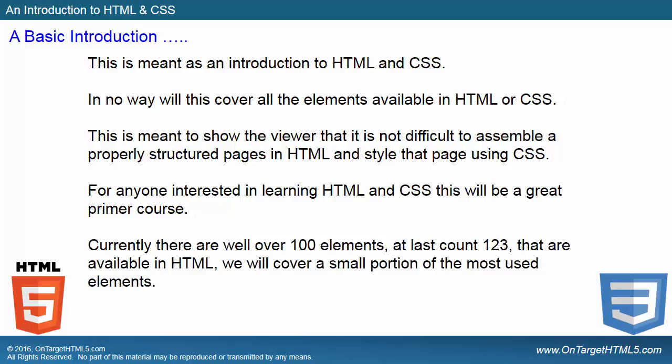Currently, there are well over 100 elements, at last count 123, that are available in HTML that make up our tag structure. We'll cover just a small portion of those, but I will show you the website where you can go to find out what other elements are available and how you can utilize those in your pages that you develop.